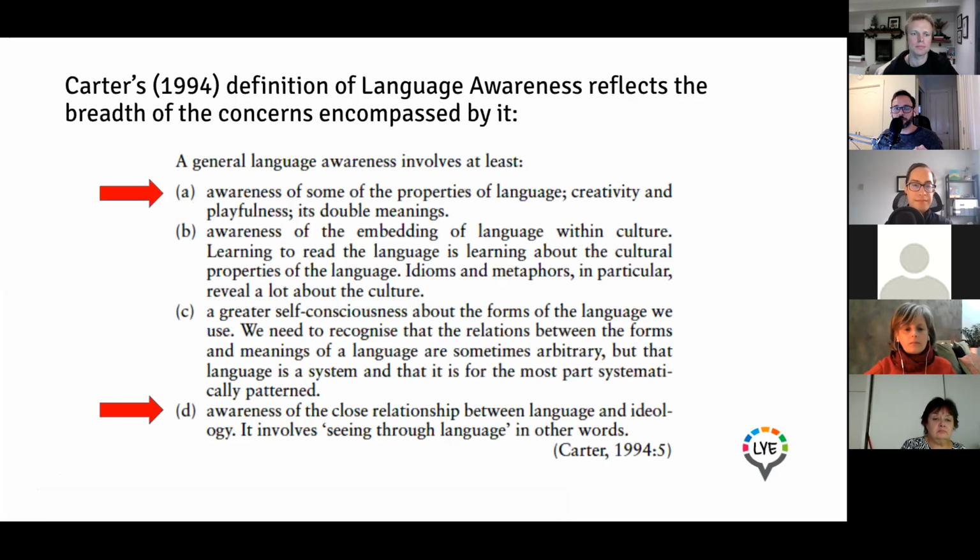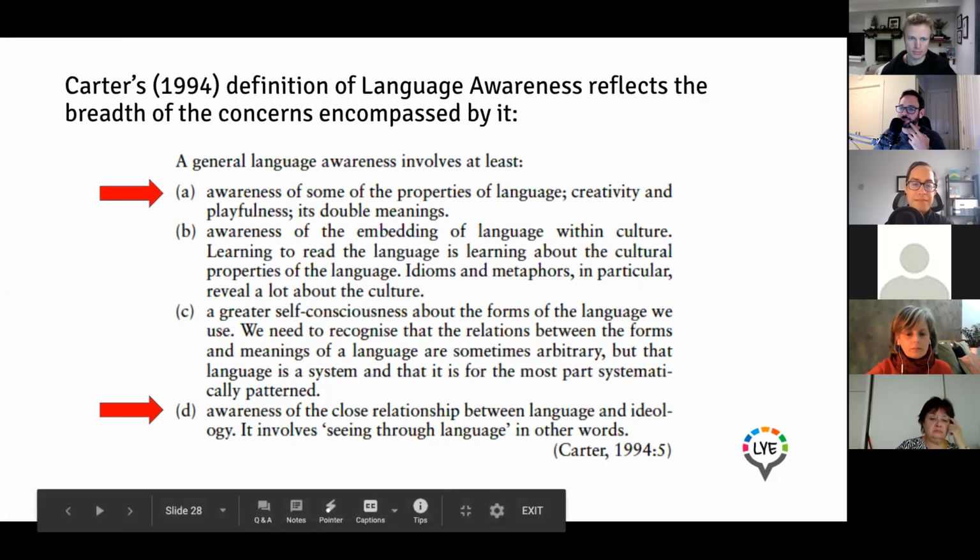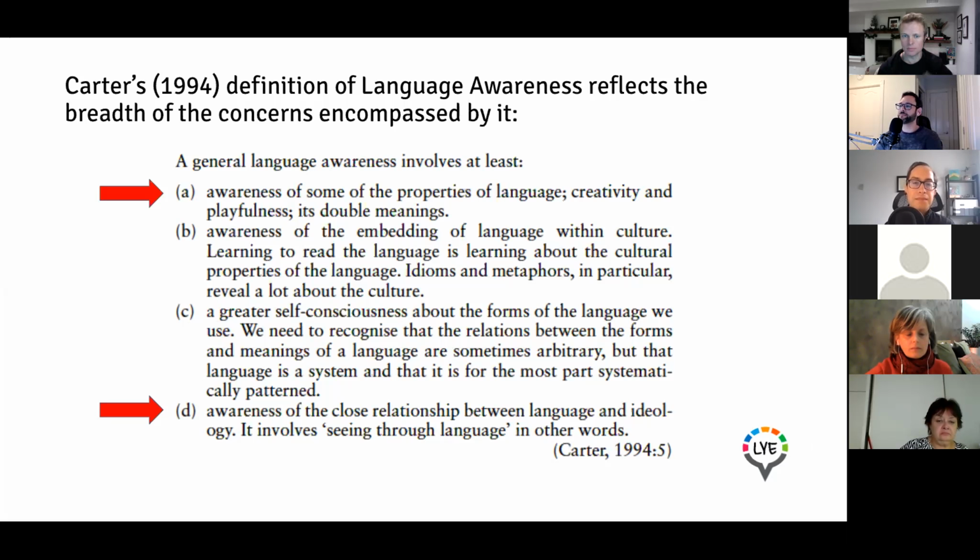What do you notice about his definition of language awareness in letter A and letter D? You can type your answer in the chat if you have any insights. Yes, Greg. Sometimes I can't see the chat, so I'll have to rely on Mike and Andy.